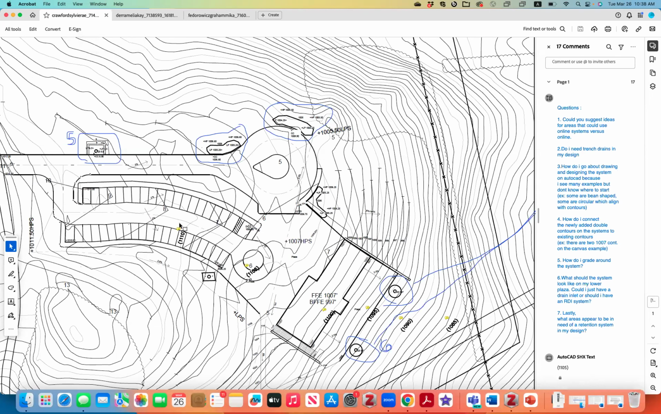Okay. I really didn't know where to start. So, would you suggest ideas for areas that could use online systems versus all? I think you meant offline.